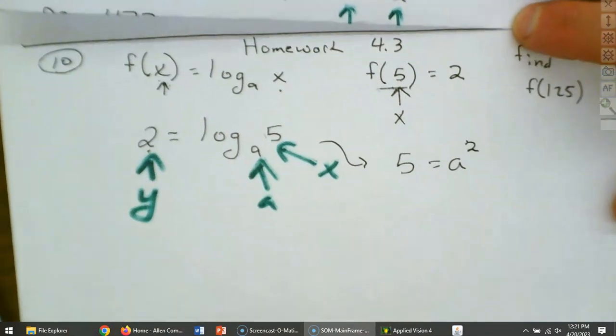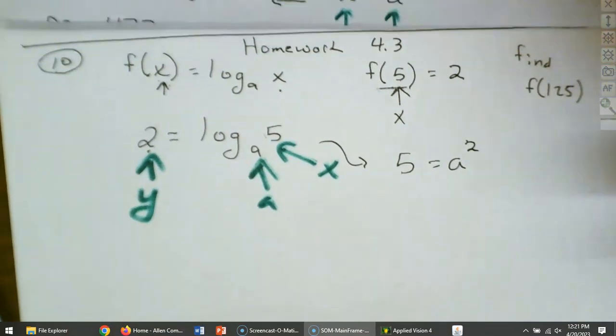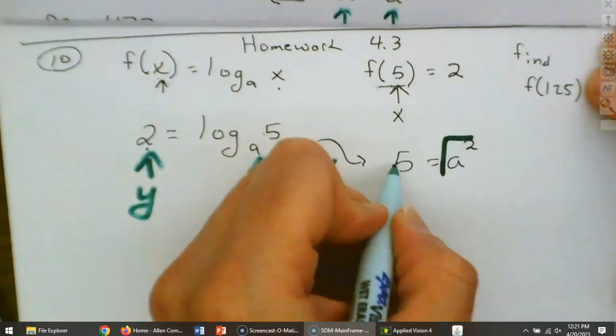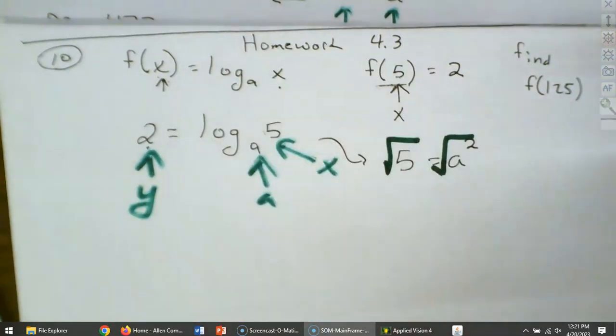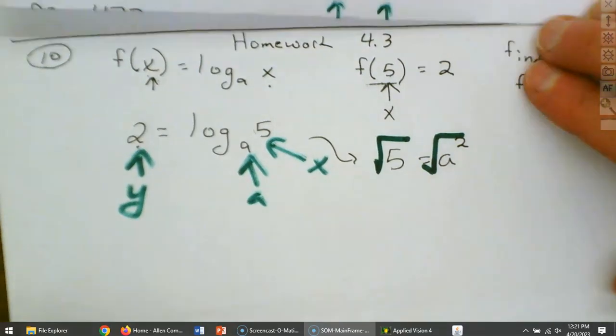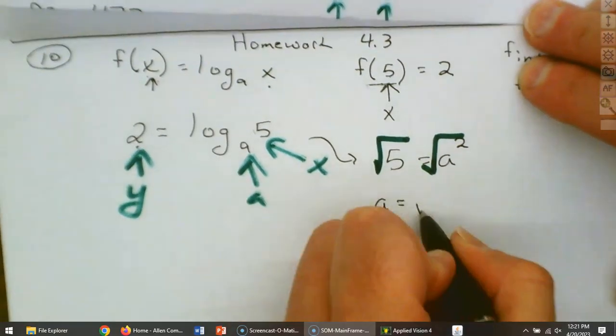We need to solve it. So how can I solve this? We've done a lot of these. 5 equals a squared. How do I now get rid of a square? The operation we can do is a square root. Now we don't have to worry about plus or minus. Why not? Because a can't be negative. So that gives you a as the square root of 5.